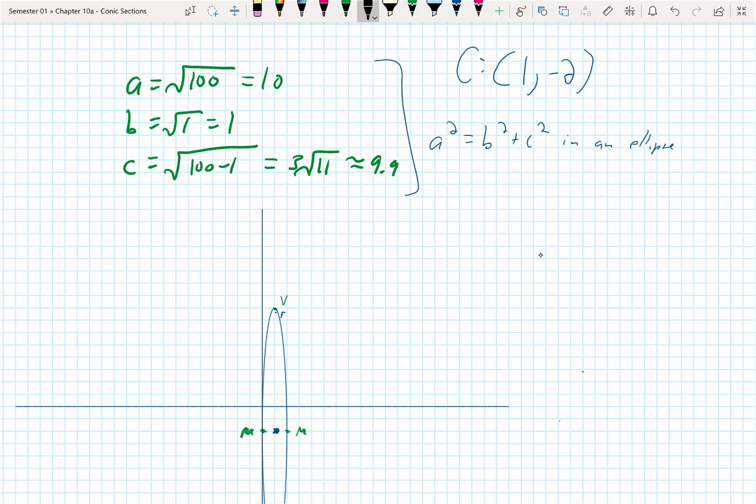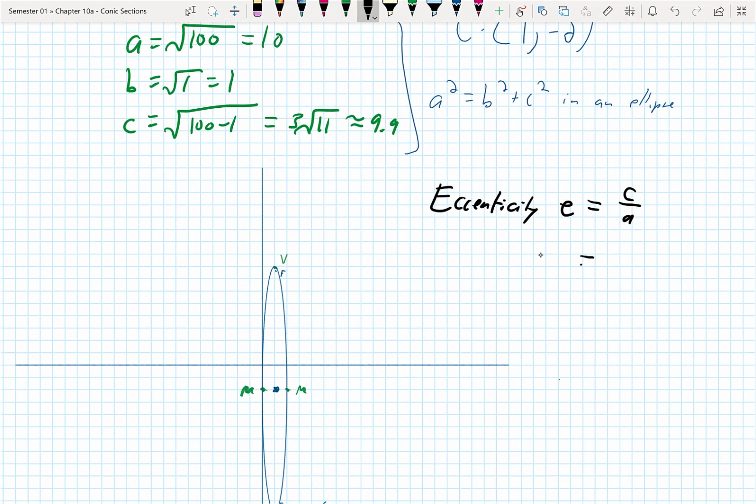Another final point that we're going to talk about is this value called the eccentricity, which is defined with a little e, which is stupid because e is the base of the natural log, as c over a. It's a ratio of the distance c over the distance a. In this case, the eccentricity is like 9.9 over 10, which is very, very close to 1.